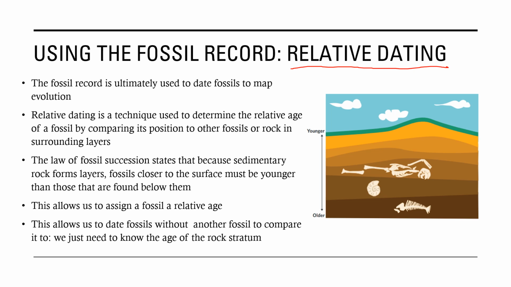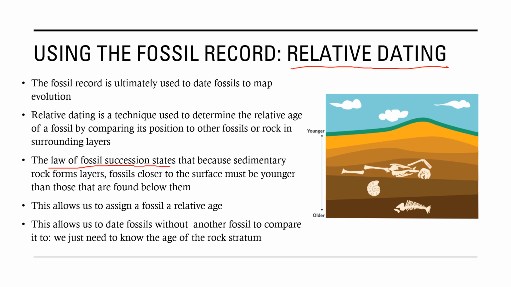And we can do this by comparing its position to other fossils or comparing where it is in the sedimentary rock. So like we talked about before, we know that things will obviously die. They're going to get covered in sediment, and these sediment layers are going to build up over time. So we have this thing called the law of fossil succession.